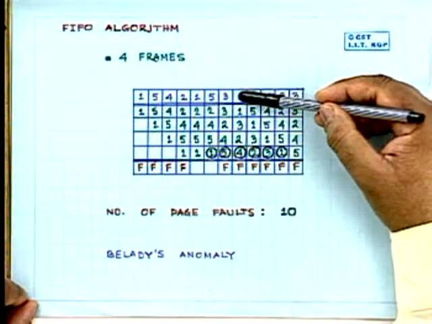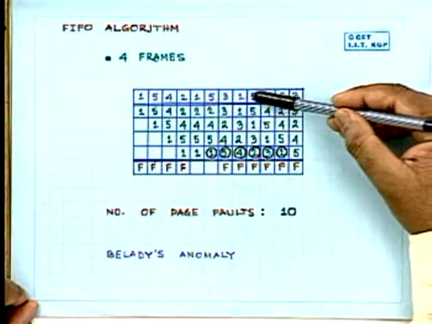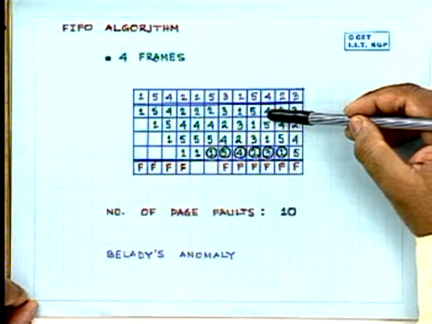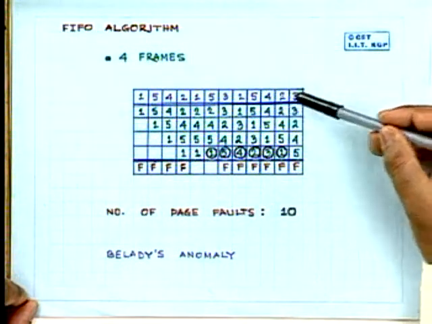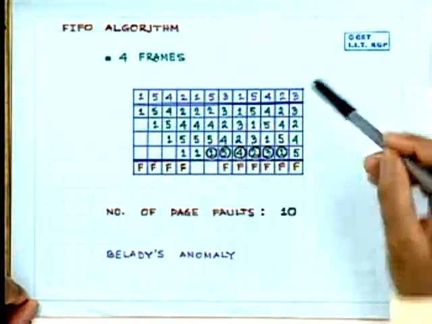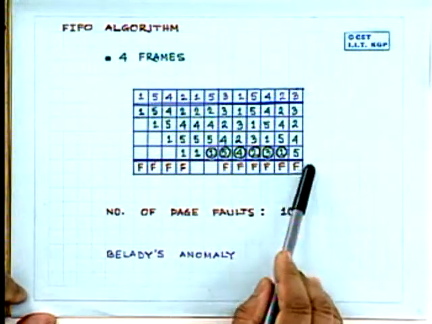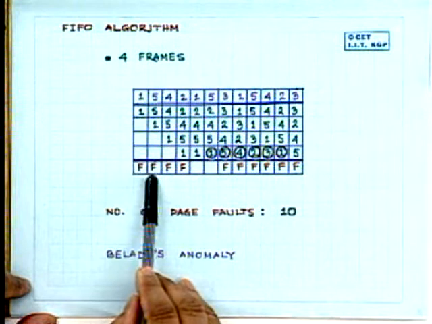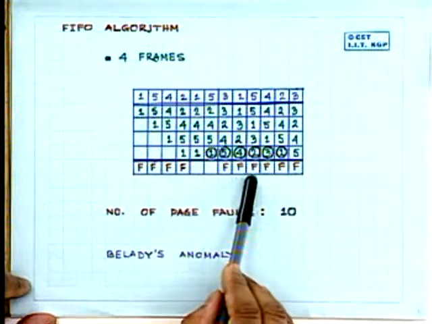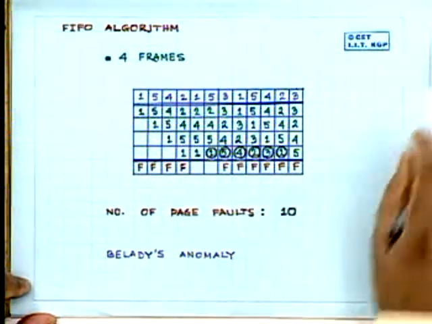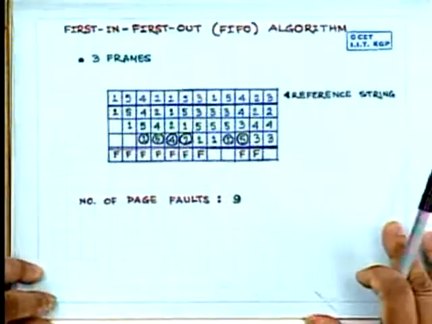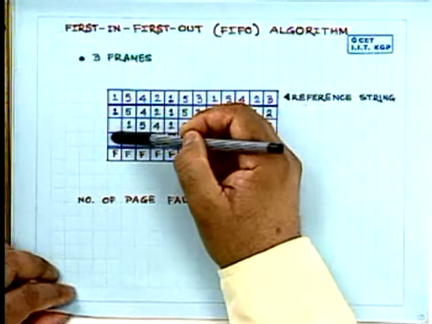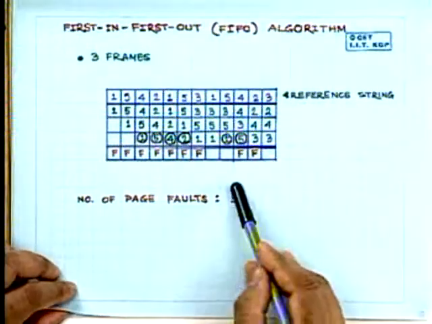Here is a page fault, 1 comes in. Here is a page fault, 5 comes in. Here is a page fault, 4 comes in. Here is a page fault, 2 comes in. And here is a page fault, 3 comes in. And let us see the number of page faults. You see, the number of page faults here is 1, 2, 3, 4, 5, 6, 7, 8, 9, 10. It's 10.